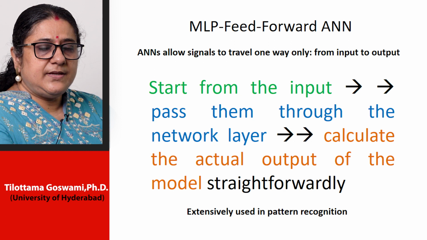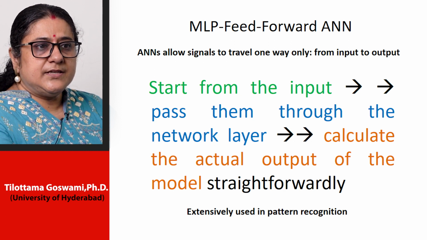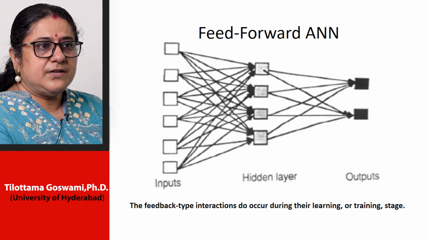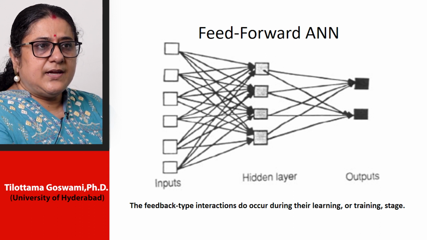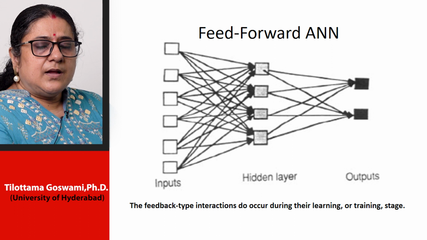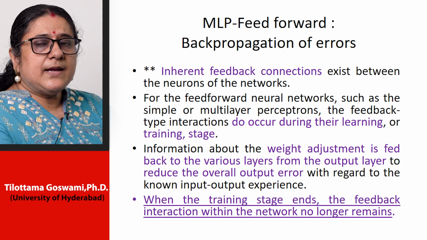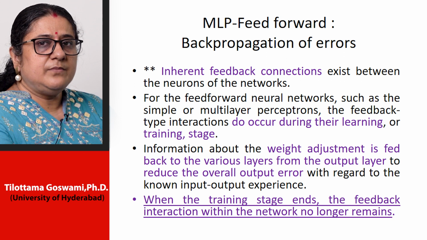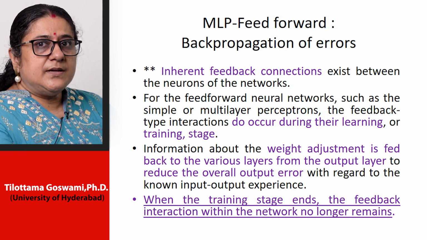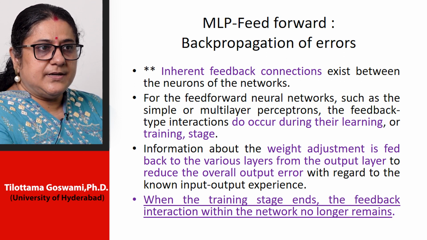It is extensively used in pattern recognition applications. Another way of seeing this is feed-forward artificial neural networks, where we have this hidden layer. How does this learning happen? This learning happens through the back propagation of errors. The information moves forward, the errors move backward.